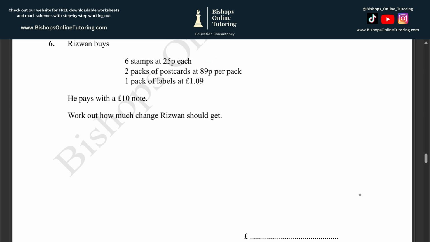So 6 stamps at 25p each is going to be 6 times by 25, which gives us £1.50. 2 packs of postcards at 89p each is going to be 89 times by 2, which gives us £1.78. And then 1 pack of labels at £1.09, we can just leave it at that because it's only the one that he's purchased of that. So now let's calculate everything together.